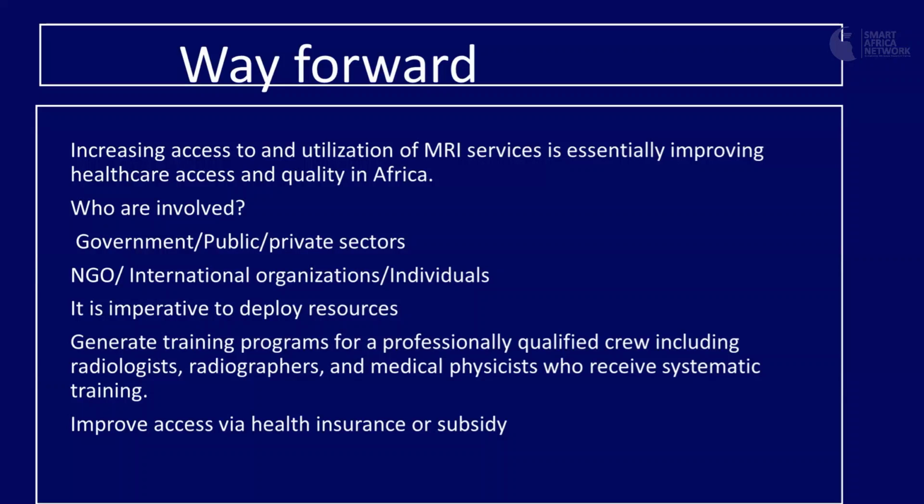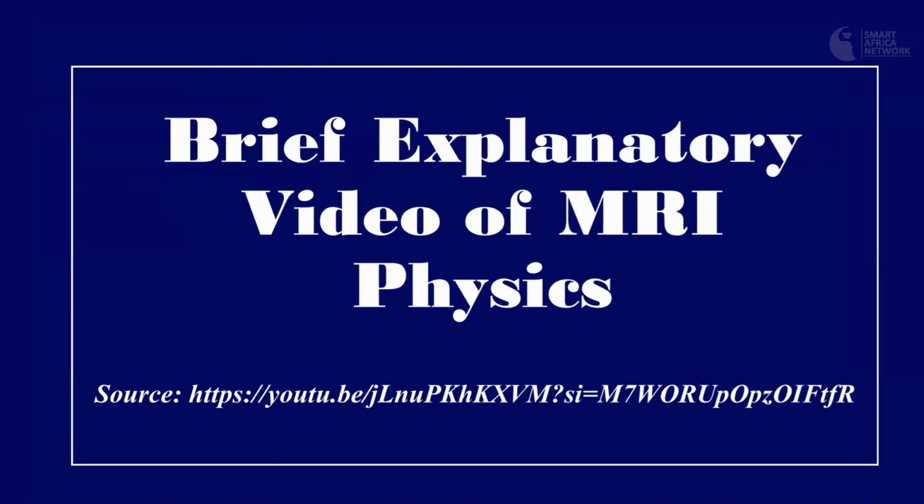Improve access via health insurance or subsidy, because for a patient to have an MRI scan is quite expensive. In Nigeria now, it's from 85,000 naira and upwards. And the minimum wage in Nigeria as of today is 30,000 naira. So it's a very expensive examination.